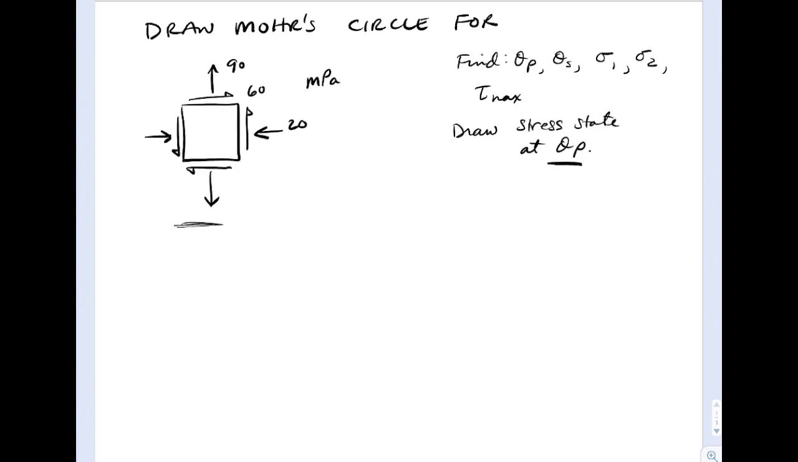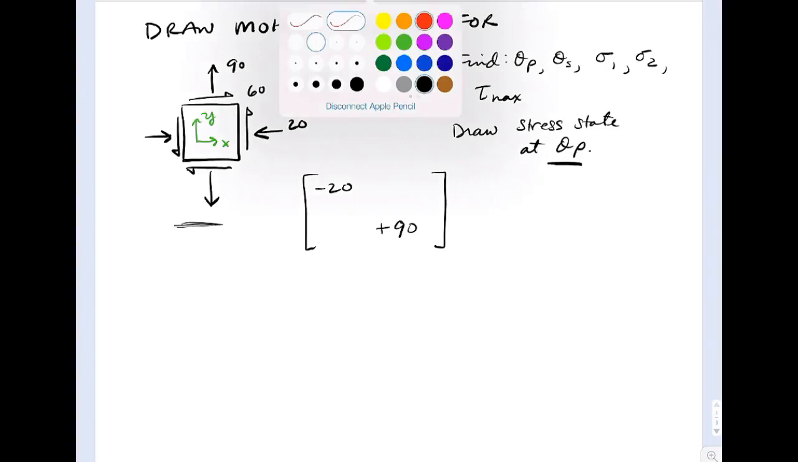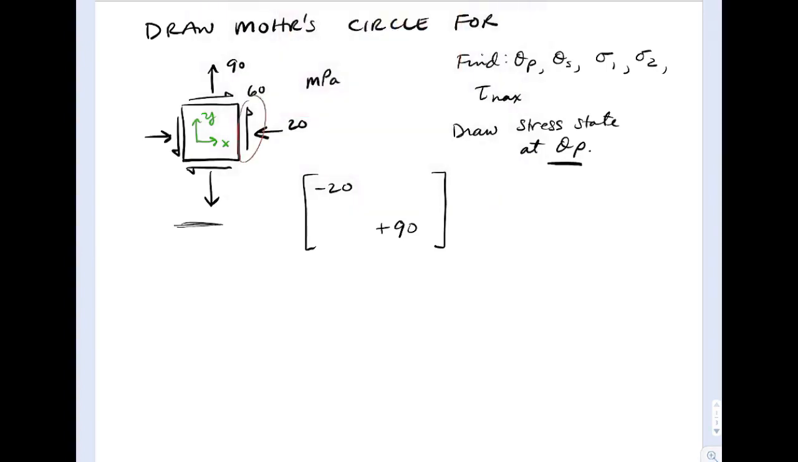So in matrix form, this tensor would of course require a coordinate system, so we'll call that xy. And so minus 20 sigma xx, plus 90 megapascals for sigma yy. Shear stress, I've got on the positive x face, got a shear stress in the positive y direction, so this is going to be plus 60. So this is what we would use for equations.